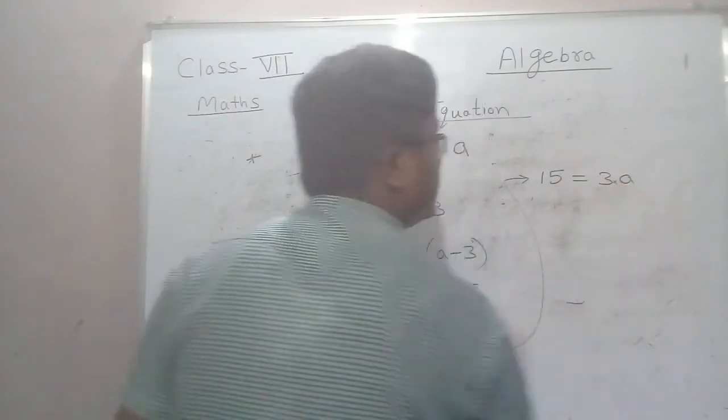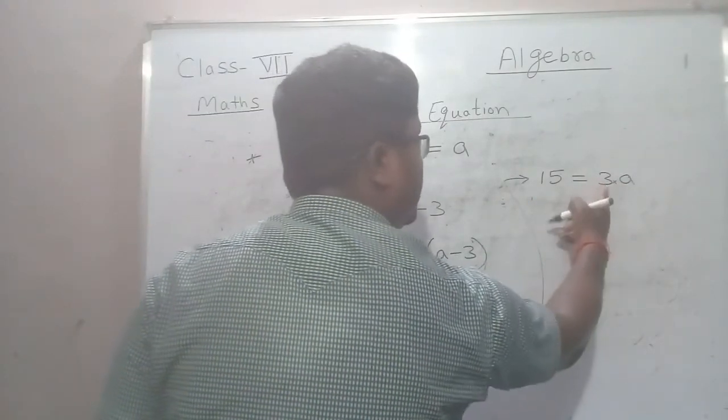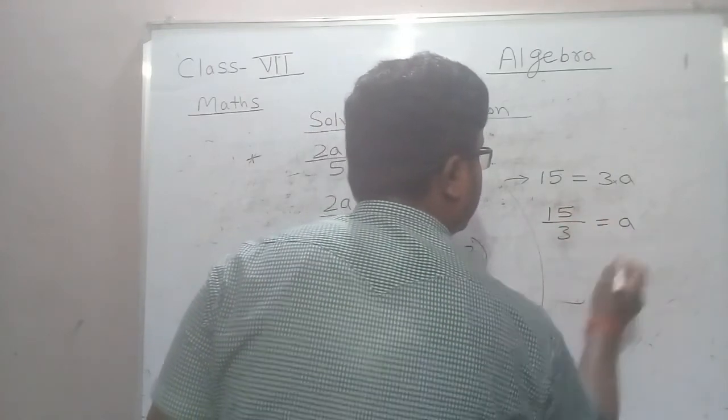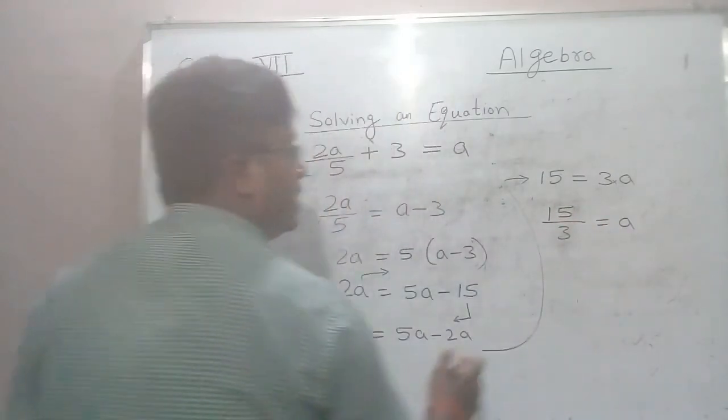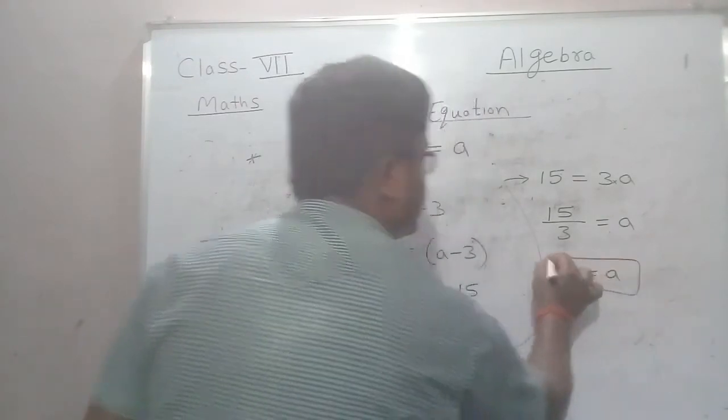Now 3a means 3 into a, 3 multiplied by a. Transfer the 3 to the left hand side: 15 divided by 3 is equal to a. So what will be the value of a? That is 5. Okay, this is your answer.